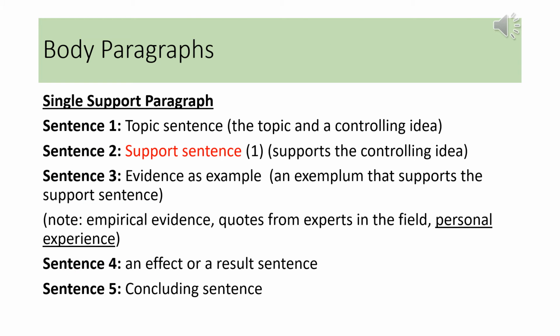So just as a review, here's a single support paragraph. It starts with a topic sentence. Topic sentence always has a topic and a controlling idea. Your second sentence is usually a support sentence. It supports the controlling idea. Then you add evidence, usually an example that supports the support sentence. And your evidence is usually of three types, right?